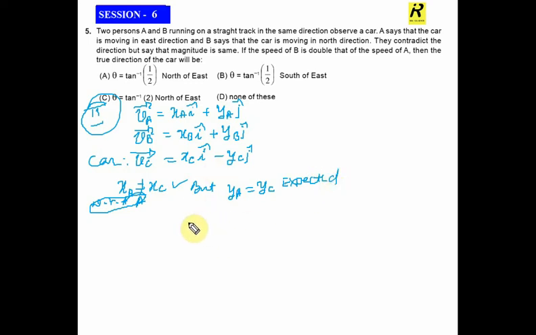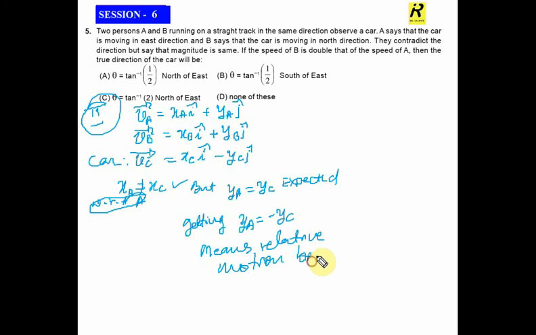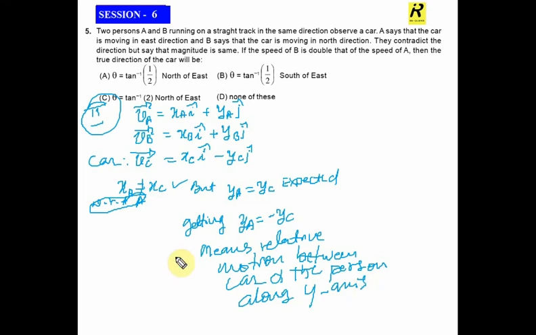But what we are getting in the second trial is YA equals minus YC. That means these two things are not possible. Because the Y coordinate of A is changing positively, and the Y component of the car is changing negatively. This should not happen. Otherwise, there will be a relative motion between the car and the person A, that is, relative motion between the car and the person along the y-axis. So this is again a contradiction.